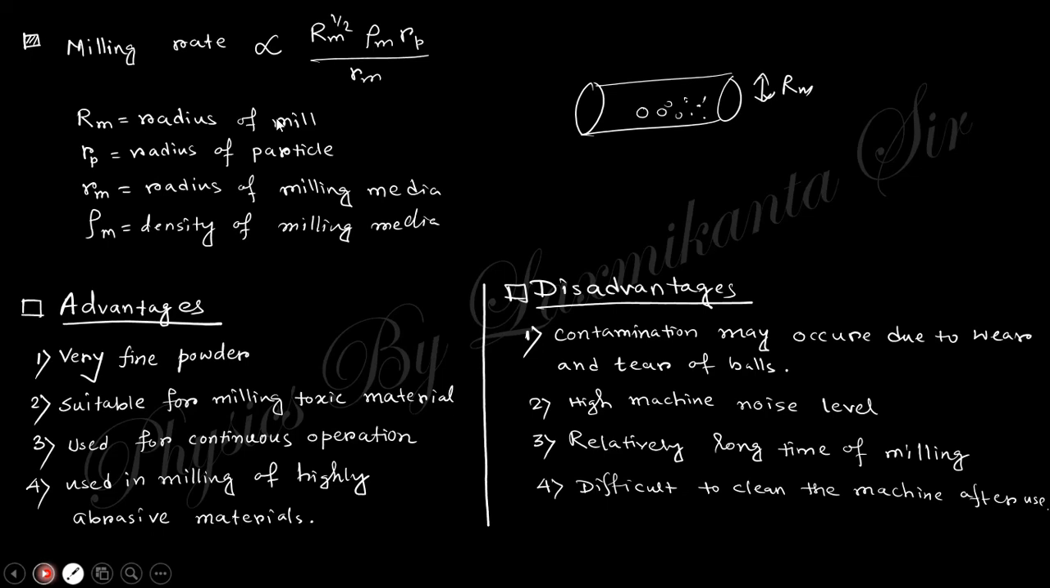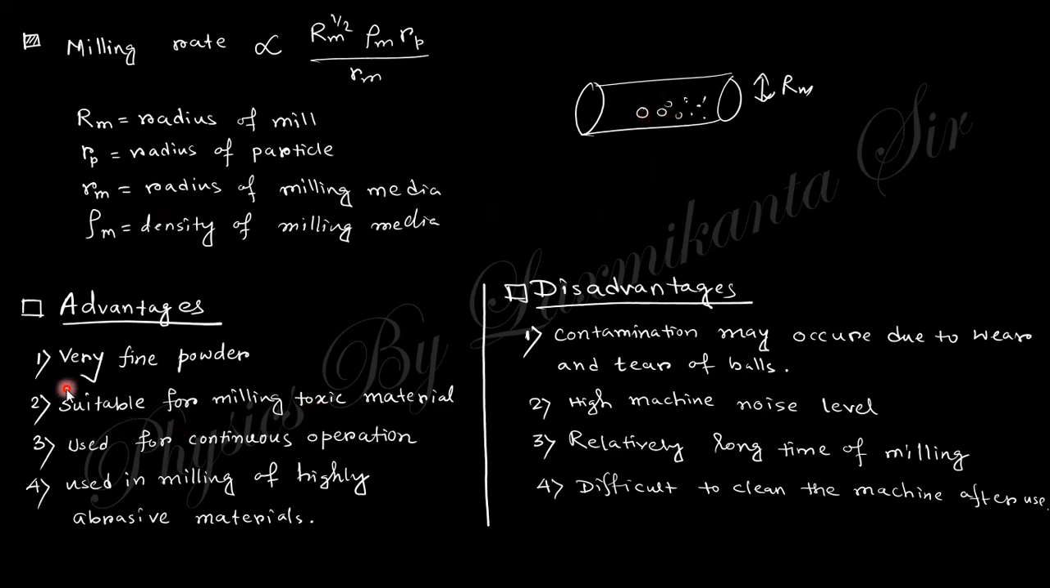And the milling rate, that is, how these particles break down to a small size, is proportional to something like rm to the power half, rho m, rp by rm. Here rm is the radius of the mill, that is, the radius of the cylinder, and rp is the radius of the particle, and rho m is the density of the milling medium. Medium means the balls inside the cylinder.